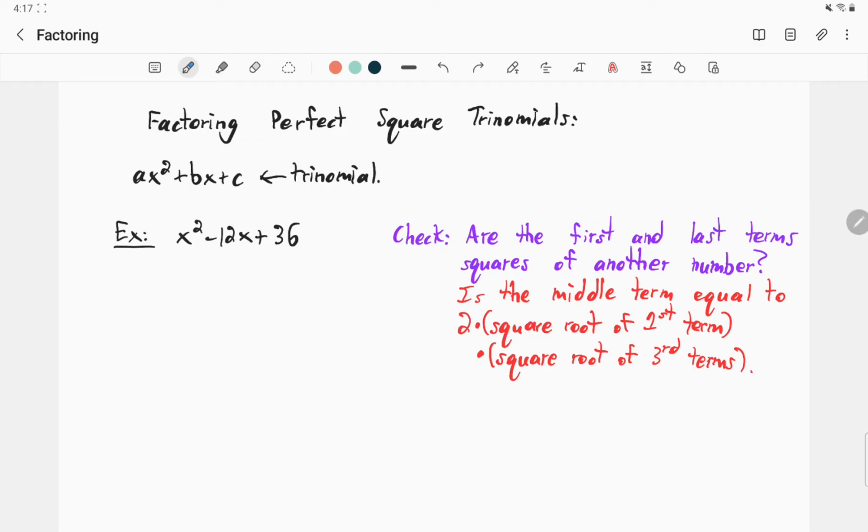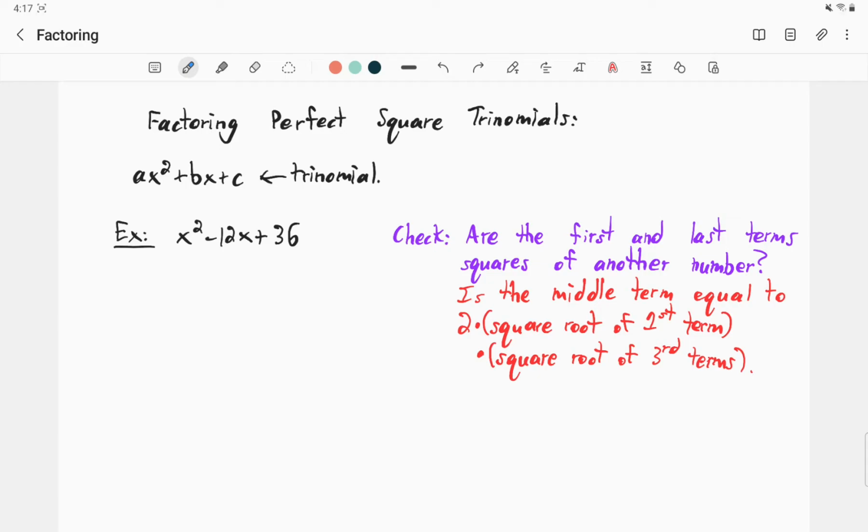Now the hardest part about factoring perfect square trinomials is knowing whether or not your trinomial is a perfect square. Because if it isn't, then the method for this type of trinomial won't work for factoring it. Once you know if it's a perfect square, it's actually pretty straightforward how to factor your trinomial. So you check two things when you're finding out if you actually have a perfect square trinomial. The first thing you check is, are the first and last terms squares of another number?